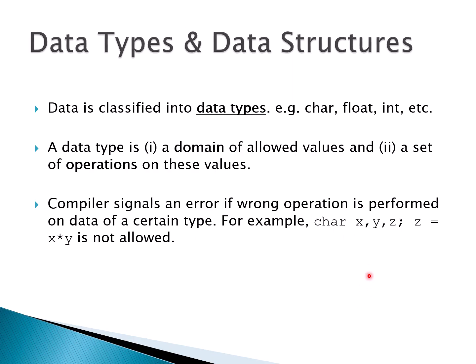For example, you can see char x, y, z; z equals x times y is a wrong statement because it is character kind of data. x is a character, y is a character, and z is a character, predefined with the data type char. But what we are doing is z equals x times y. What is the meaning here? Can we perform multiplication with two strings? No. So this is a compilation error.